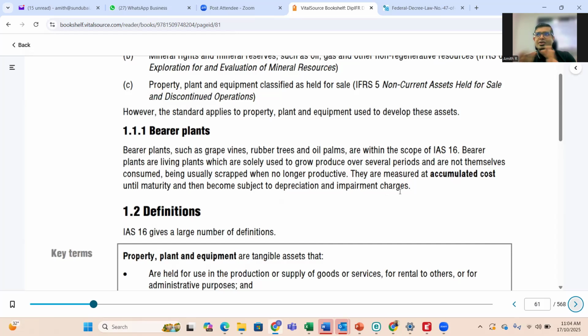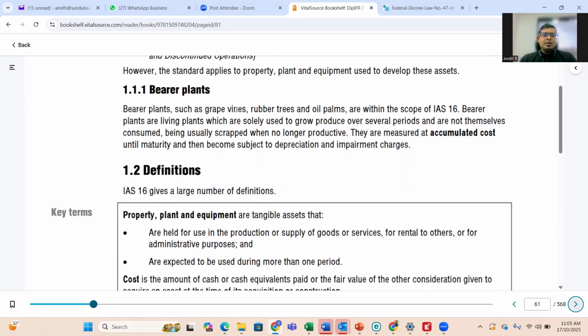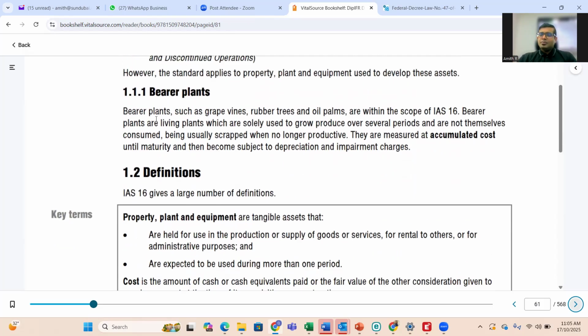We will look at the recognition and all differently. But at this point of time, I want you to understand bearer plants. What are bearer plants? Those which have a significant economic life and which you are not consuming; rather, you're only consuming the produce from the plants. In such a case, you have to identify bearer plants. If the plant itself is consumed, then it will not be a bearer plant. It would be as per IAS 41. Just keep this in mind. Is this clear till now? So what are these things which are not under the scope of IAS 16?